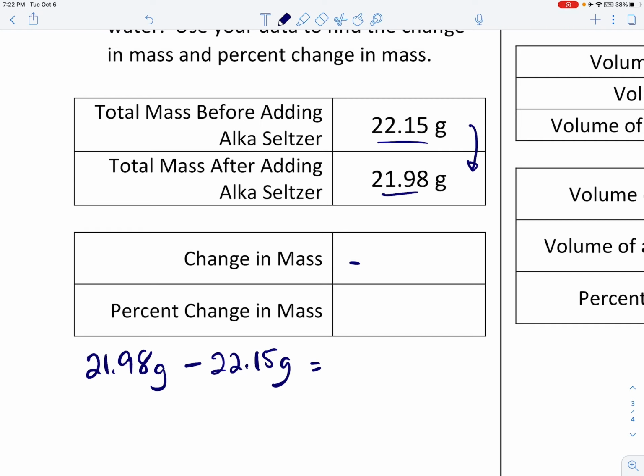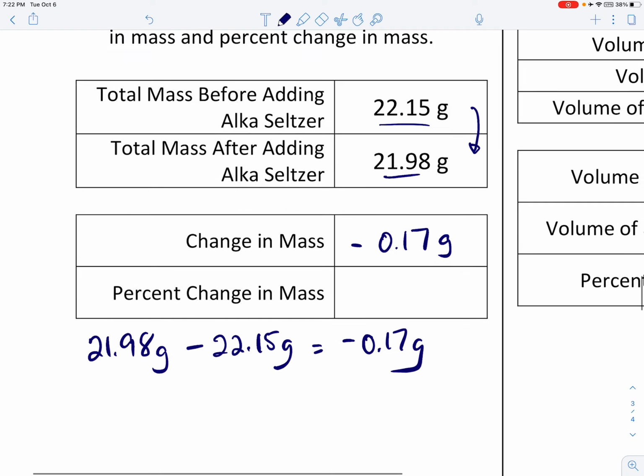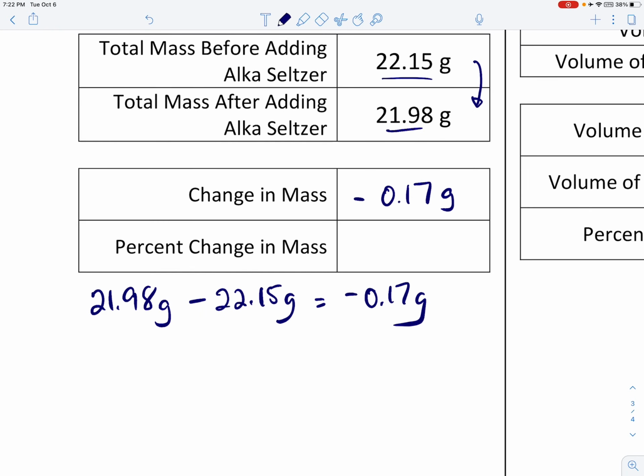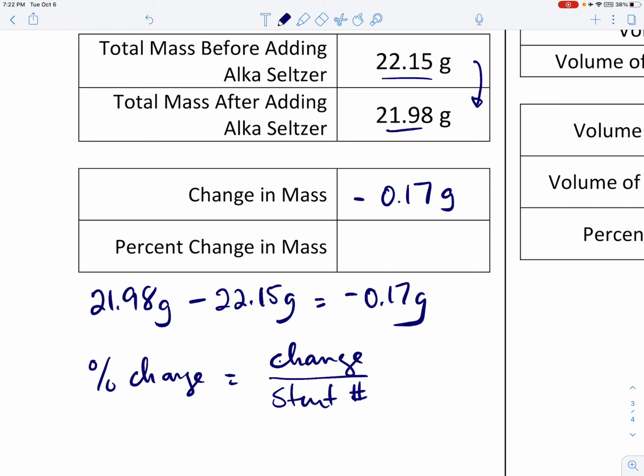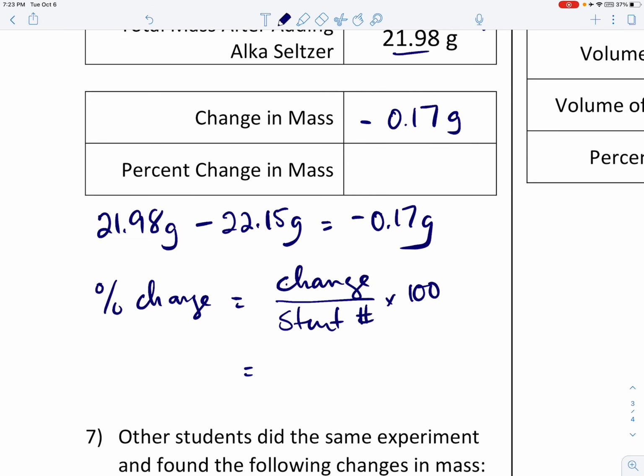So 21.98 subtract 22.15. Subtracting, we're going to keep 2 decimal places in the answer, and we get negative 0.17 grams. That's the change in mass. Now find your percent change in mass. The percent change in mass is the change that we just calculated divided by the starting number, starting mass, and multiply by 100. You have to multiply by 100 to get it to be a percent.